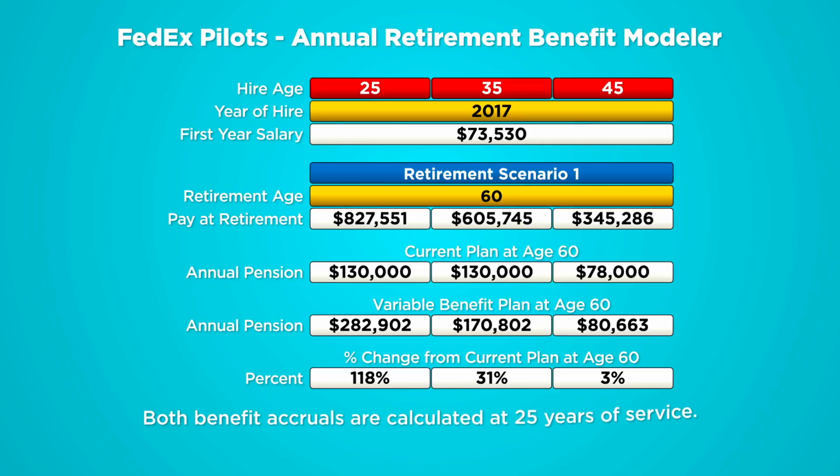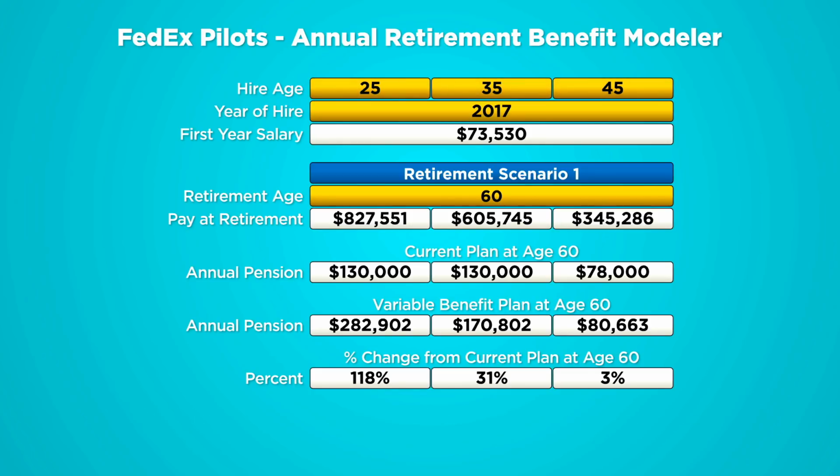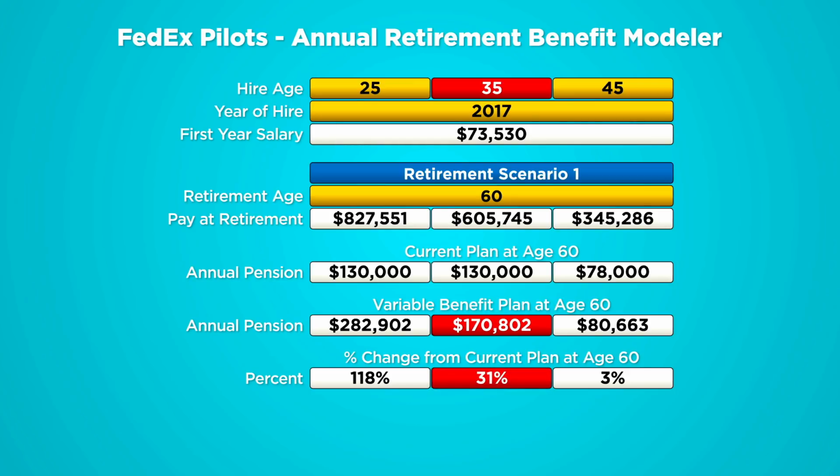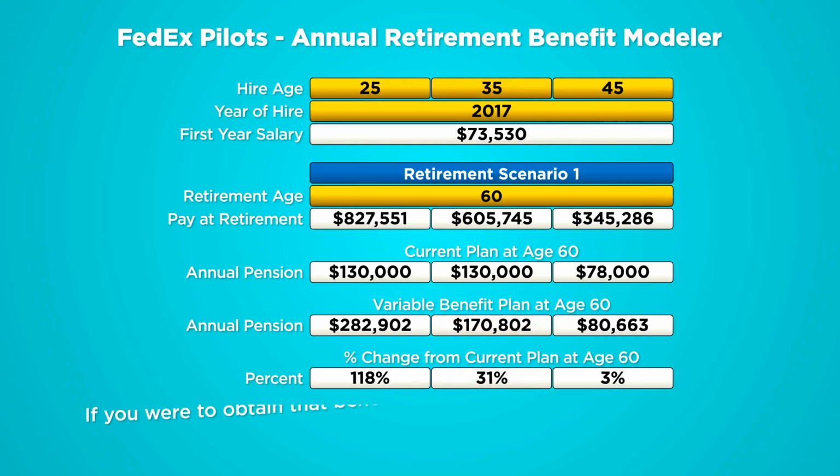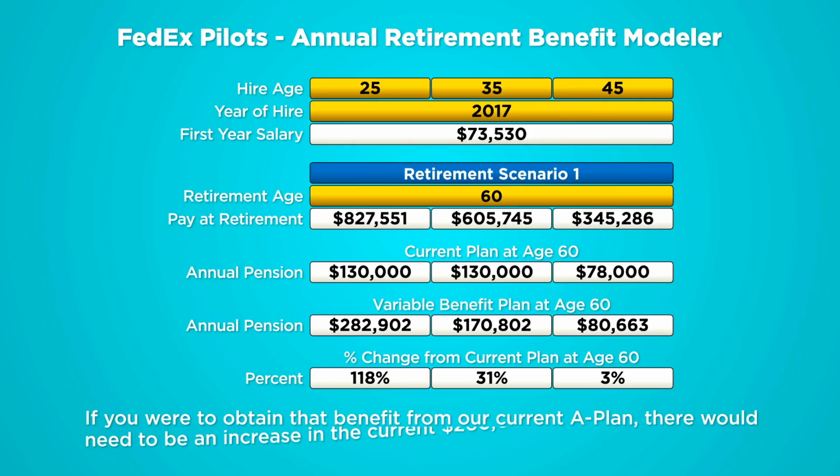Both benefit accruals are calculated at 25 years of service, but in the variable plan, this pilot develops a total annual benefit of almost $171,000. That's a 31% improvement over the current plan. If you were to obtain that benefit from our current A plan, there would need to be an increase in the current $260,000 pay cap to $342,000.